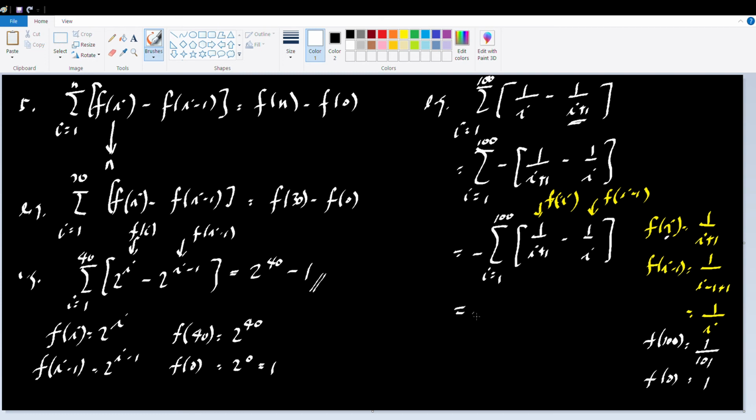So this now becomes the negative of 1 over 101 minus 1. So 1 over 101 minus 1 is 1 minus 101 over 101, which is negative 100 over 101, and with the negative sign in front, that will be positive 100 over 101. Okay?